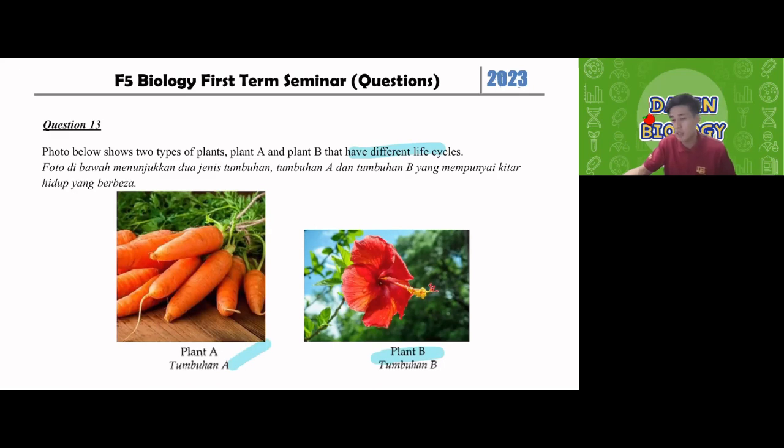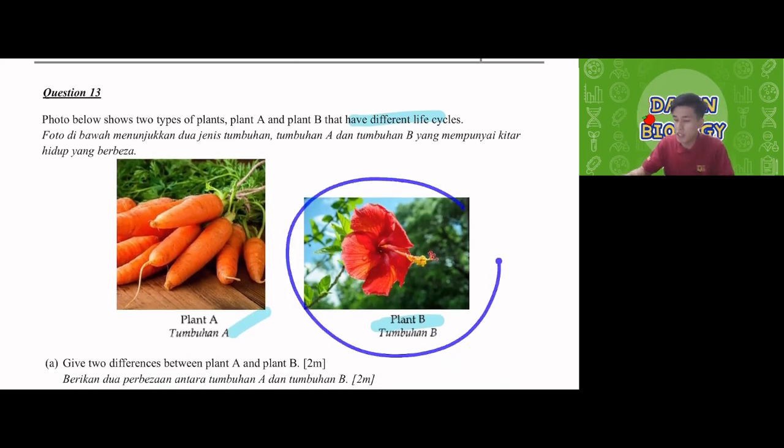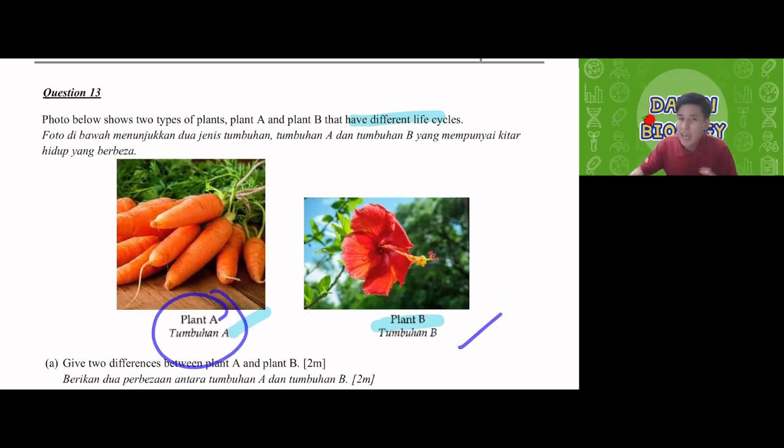Come guys, B, B, B. Try a bit. What do you think B is? Hibiscus. So A is biennial, but then this one? Annual or perennial, so left with two options only, right? What do you guys think? Annual or perennial? If you ever saw hibiscus before, do they die very fast, or are they there for many years? Sure, you can see before, it's a national flower. So maybe some of our schools will have one.